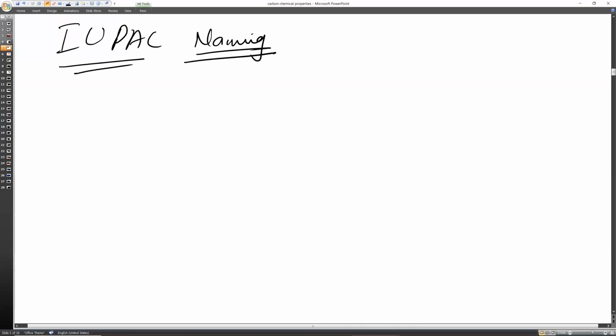to write the name of a carbon compound. Because there are millions of carbon compounds, we need to write their names. So how can we write their names? That is very important. So let's talk about the IUPAC. In IUPAC, there are some rules.